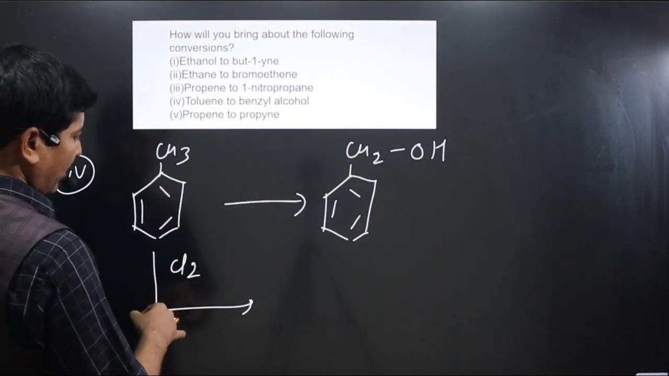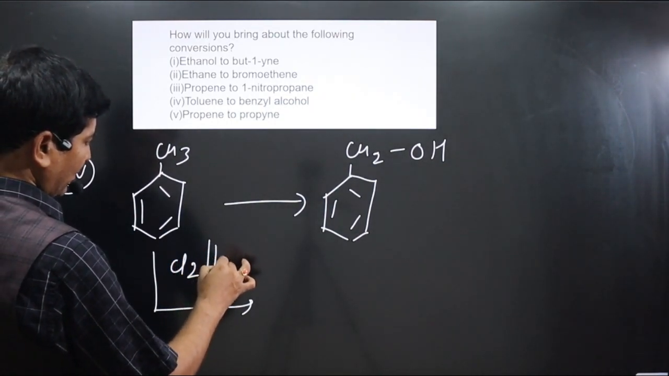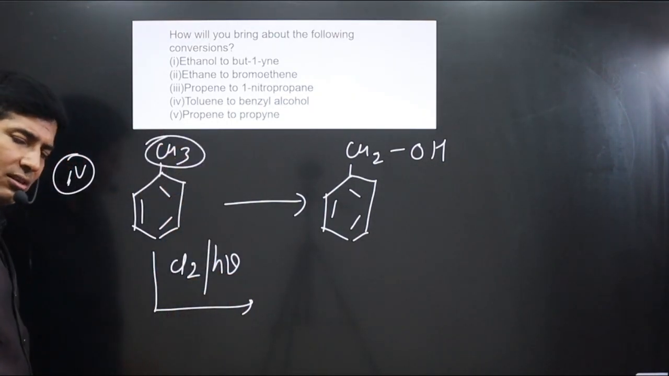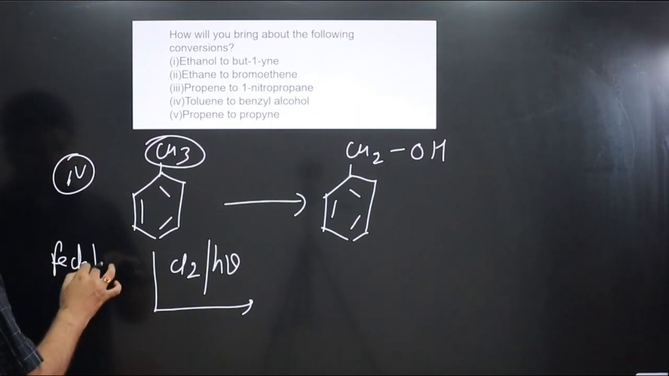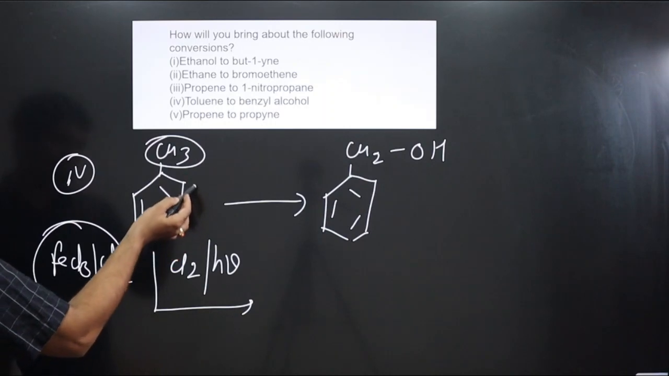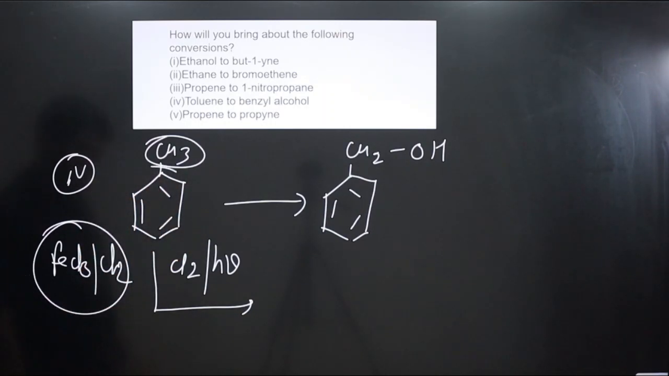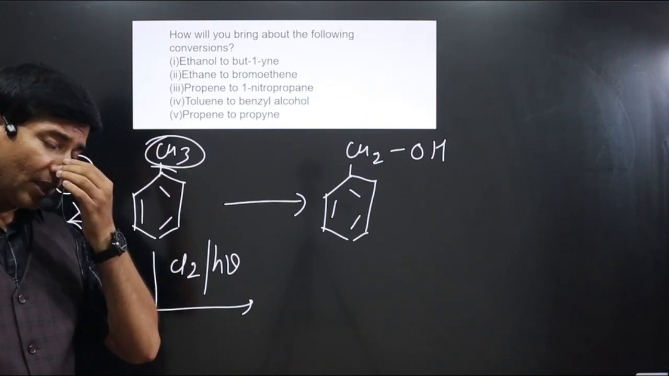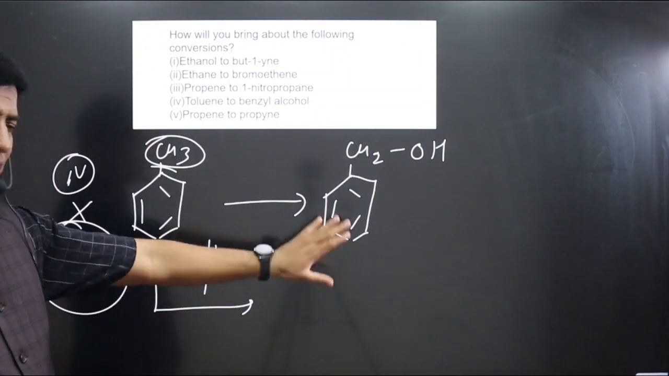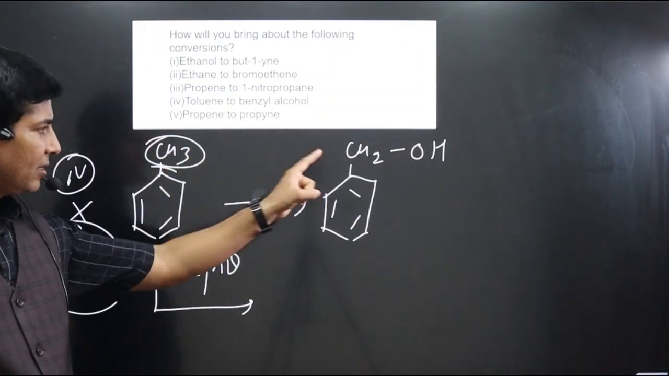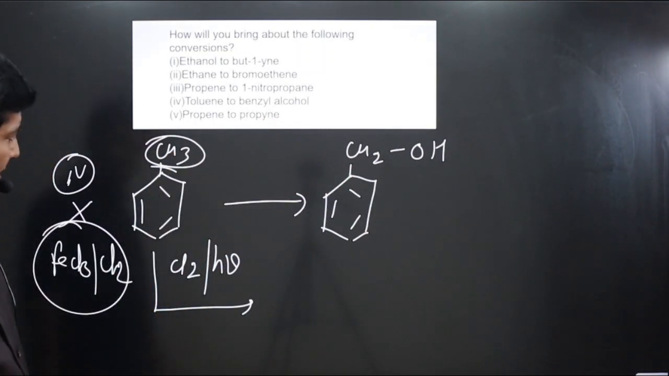If I make it react with Cl2 and heat or light, then this chain will get halogenated. But if I make it react with Cl2 and FeCl3, then in this case this benzene ring will get halogenated. So I do not use this. I need halogen attached to this carbon, because here we are making the change. The benzene ring is the same, so we are not going to disturb this benzene ring. We have to focus on this carbon.